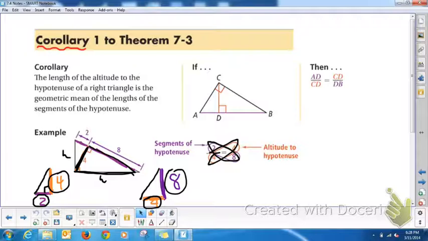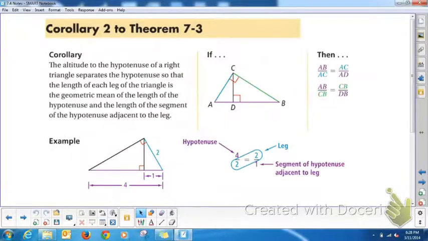So we can use this, the geometric mean, in order to find the length of missing pieces of a right triangle. The second corollary that we have is that the altitude to the hypotenuse of a right triangle separates the hypotenuse so that the length of each leg of the triangle is the geometric mean of the length of the hypotenuse and the length of the segment of the hypotenuse adjacent to the leg. So, simply stated is this.